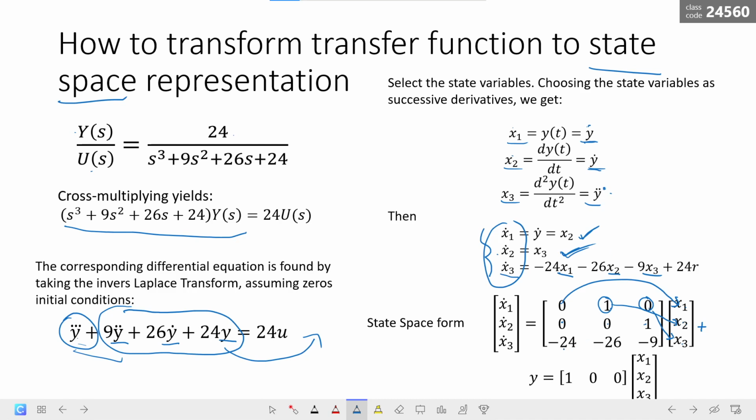And this one is very easy. Minus 24, the coefficient of h1, minus 26, the coefficient of h2, minus 9, the coefficient of h3.